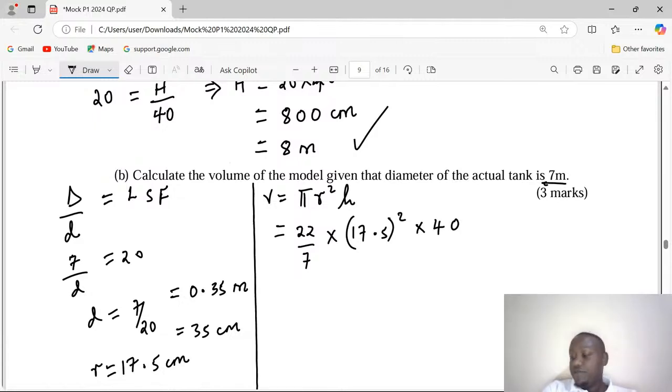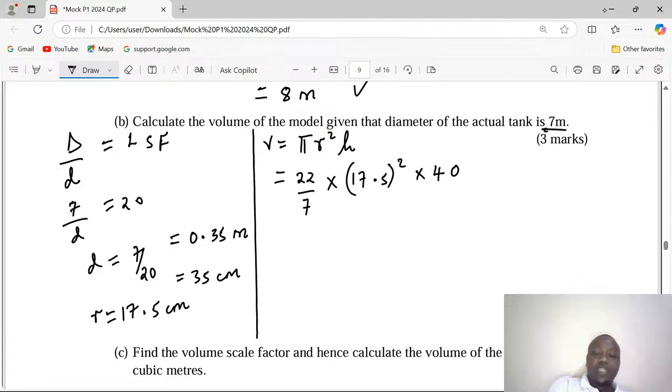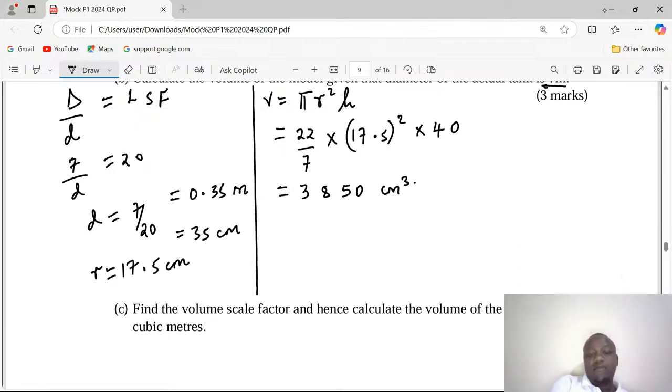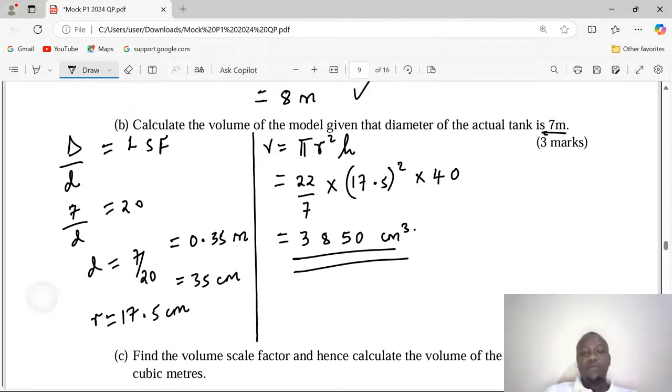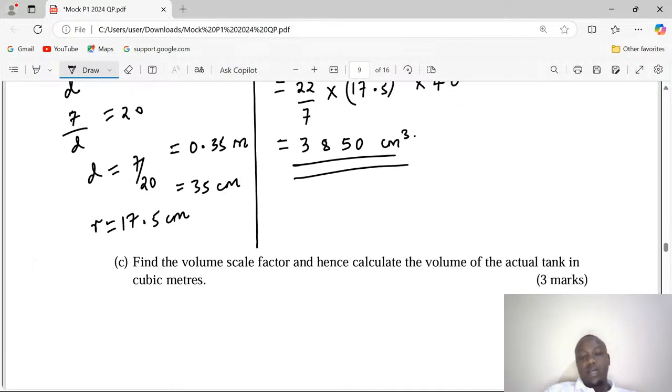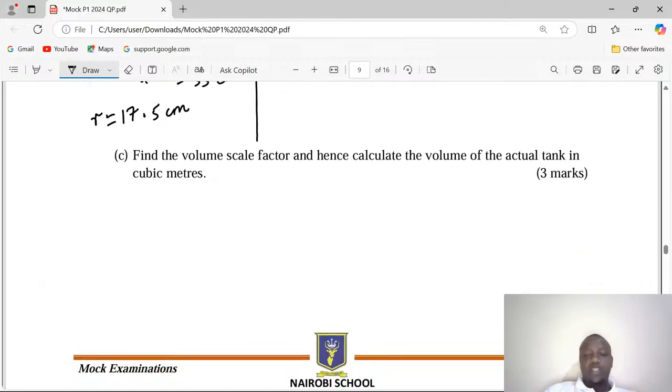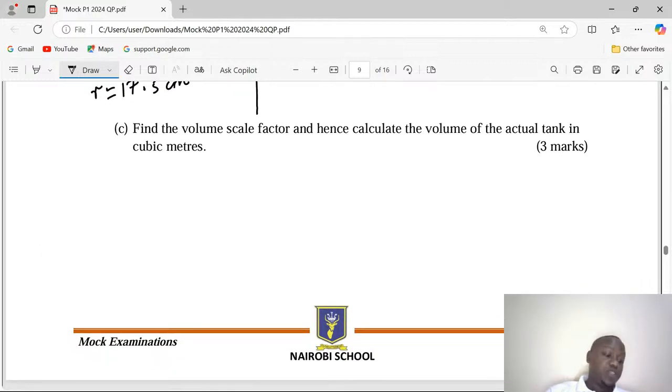Yeah, we talk of 40. So when this is computed, now we're going to get the volume as equivalent to 3,850 cubic centimeters. So that is the volume of the model. Then we proceed to the final part of this question.